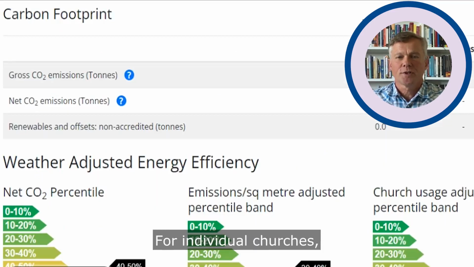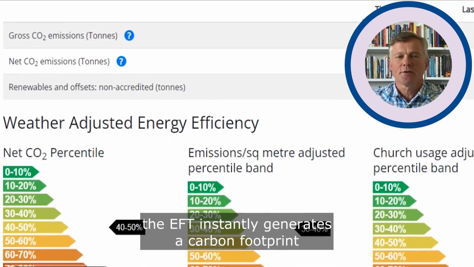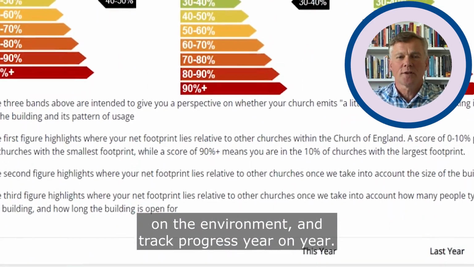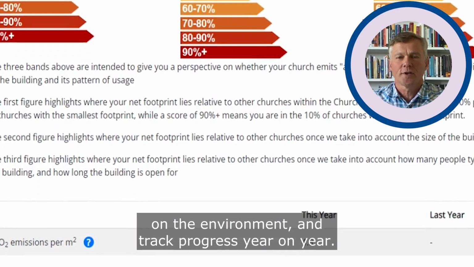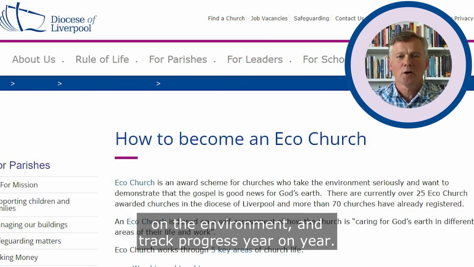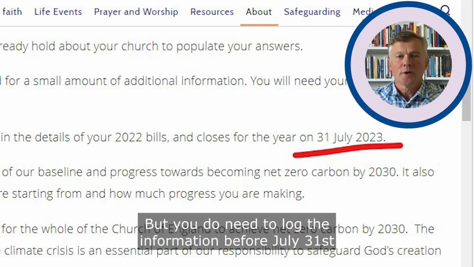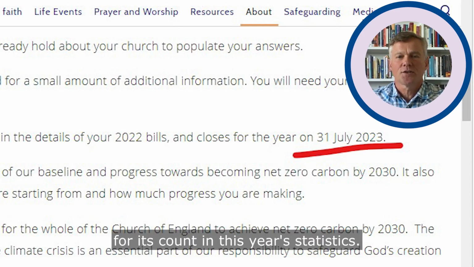For individual churches, the EFT instantly generates a carbon footprint, so you can understand the impact of your buildings on the environment and track progress year on year. And it helps towards achieving your Eco Church Awards too. But you do need to log the information before July the 31st for it to count in this year's statistics. So if you haven't already started, please do so as soon as possible.